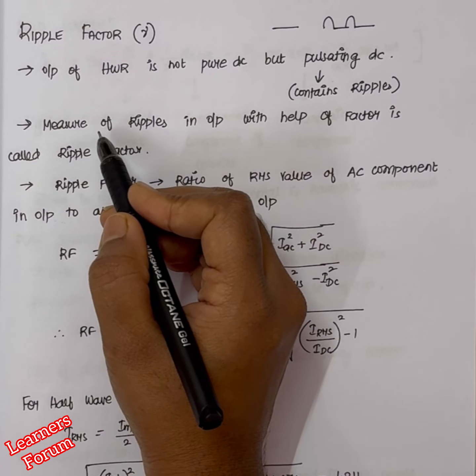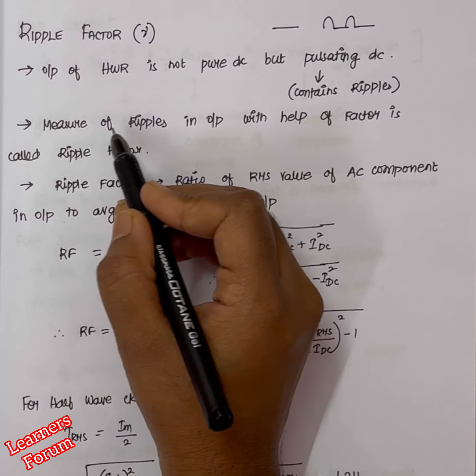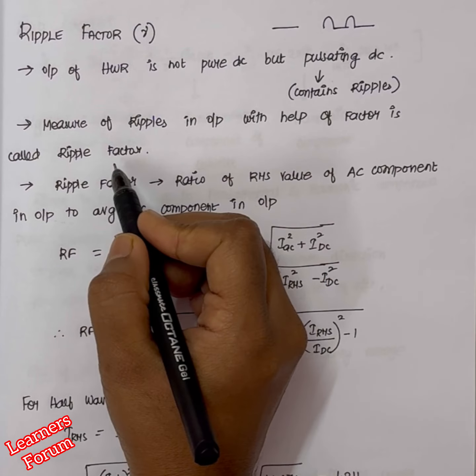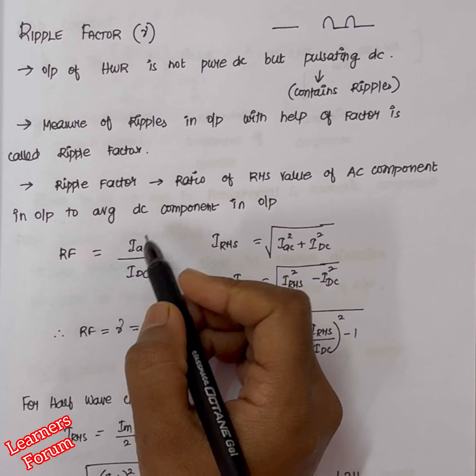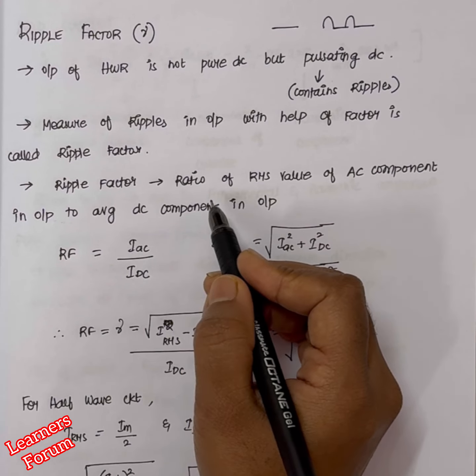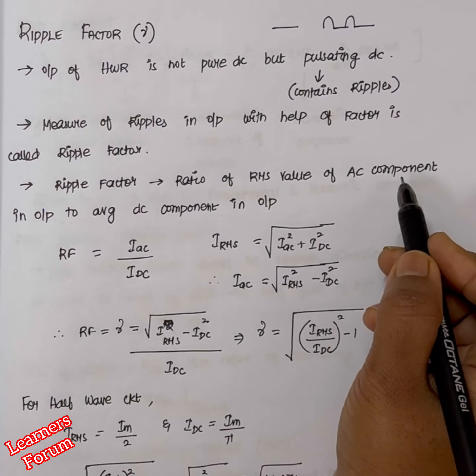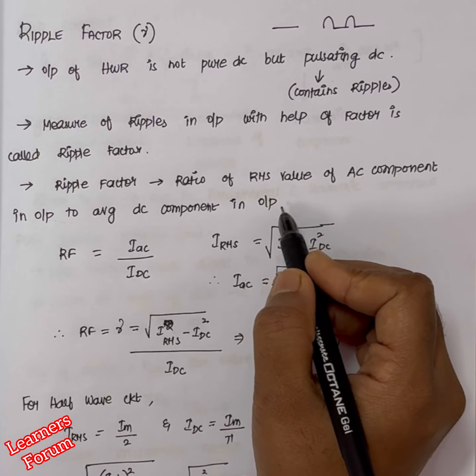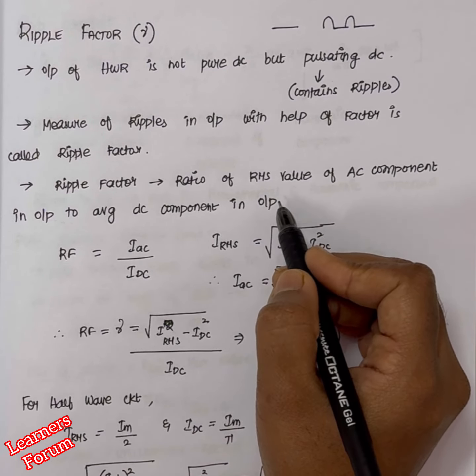contribute to a factor which is called the ripple factor. So the measurement of ripples in the output with the help of some factor is termed the ripple factor. In technical terms, this ripple factor is nothing but the ratio of the RMS value of the AC component in the output to the average or the DC component in the output. So this is the ratio of the ripple factor.